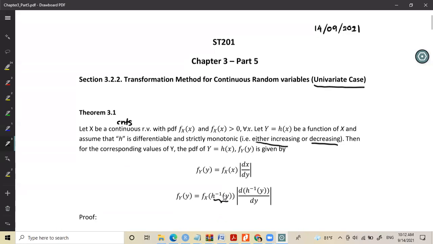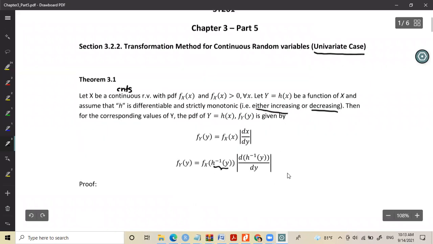If you can find the inverse function h inverse of y, you know how to do that: changing the variables x to y and y to x, you get the inverse function and simply replace it in the PDF of x. f_X will be given to you. Replace x with the inverse function, so you'll end up with a function of y, and then multiply it by the first derivative and its absolute value. So let's get the proof of this and see why we end up with this absolute value, and why we consider this monotonic property.